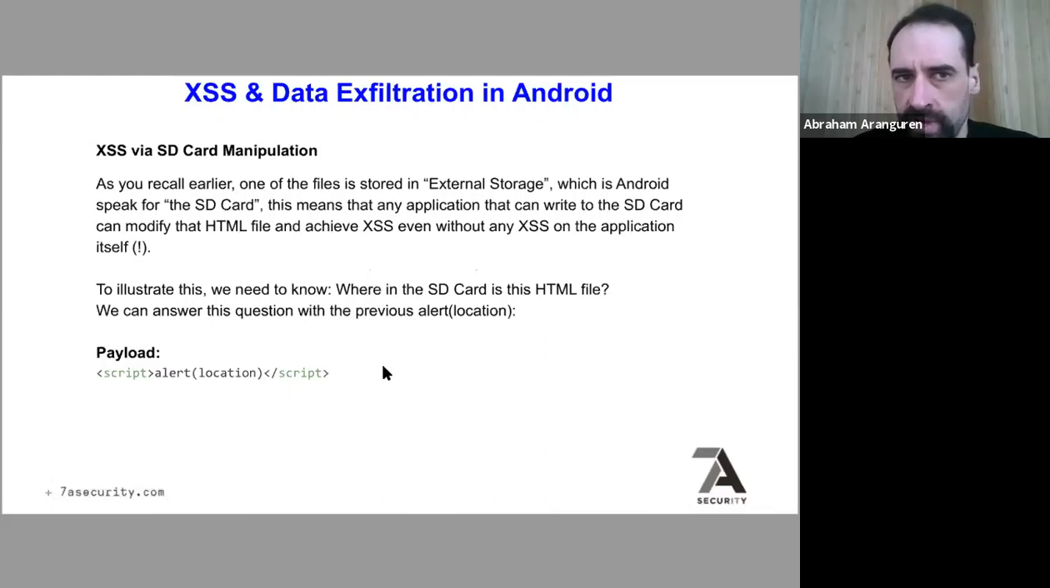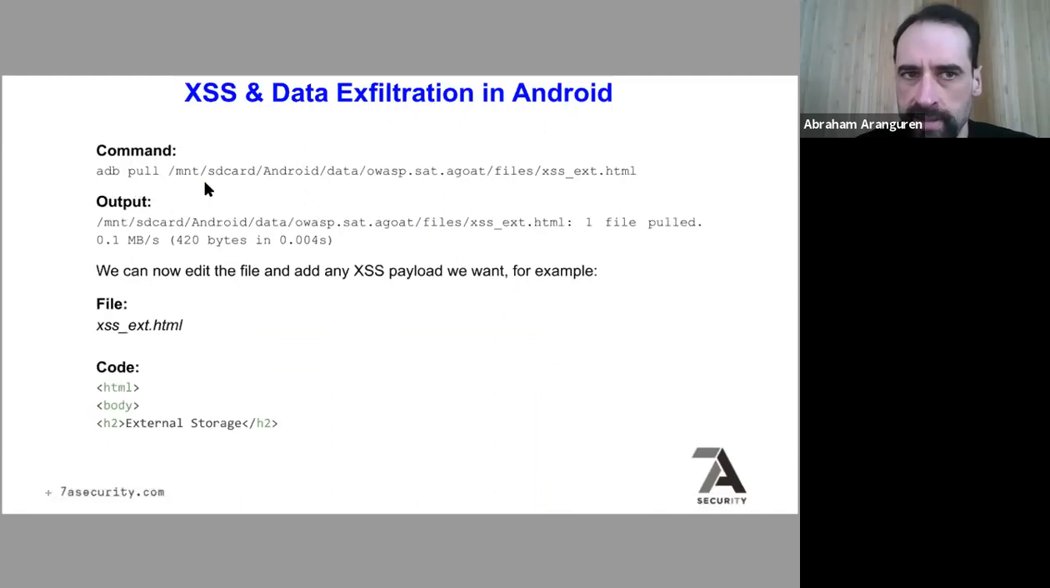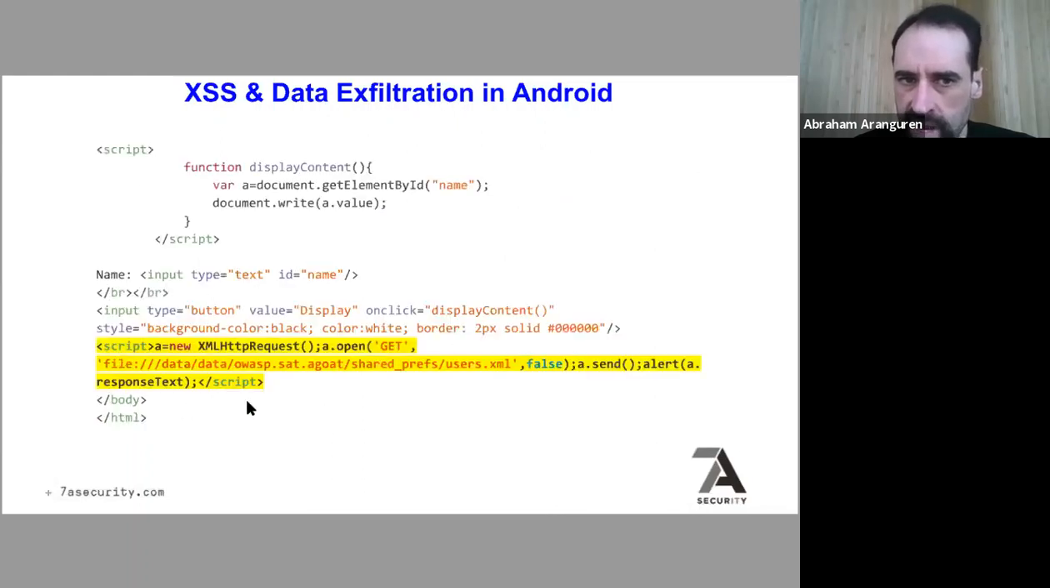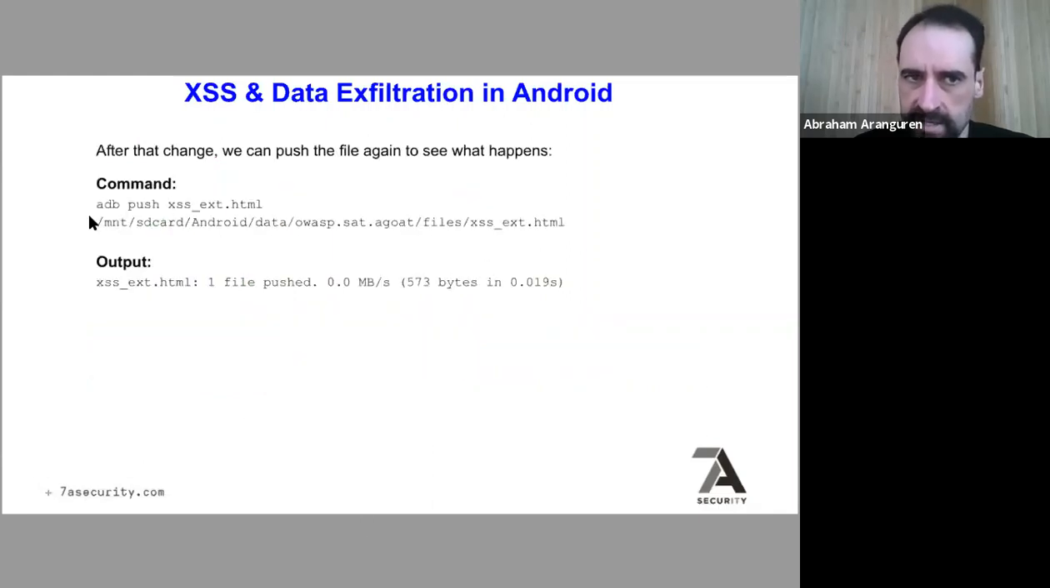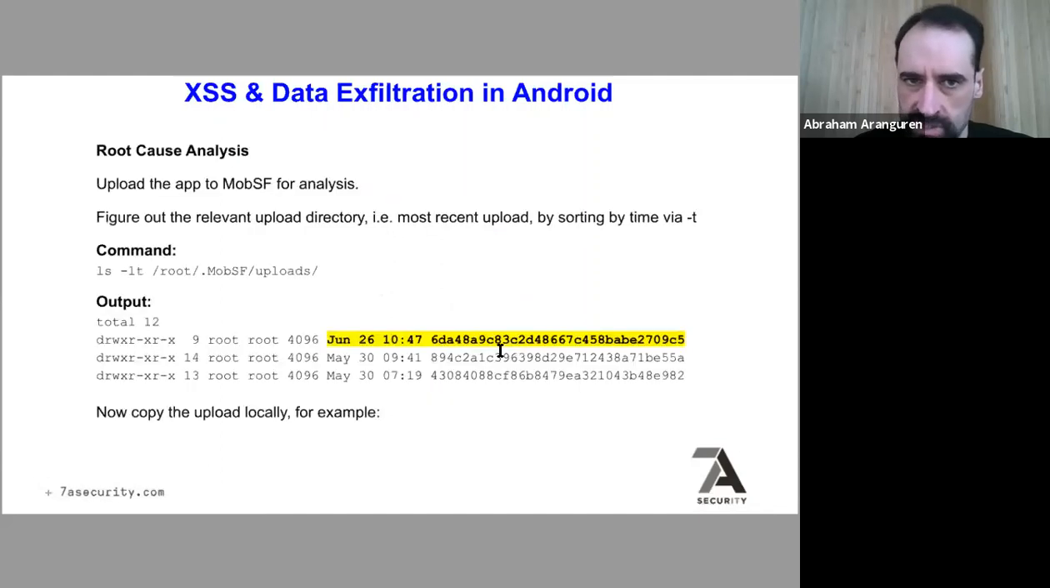So a malicious application can just change the HTML file from the phone. So you can do ADB shell, find on the SD card, and then you can eventually find the location of the HTML file. So you can do ADB pull, it's going to download the HTML file locally, then you can edit it, and you can add your XSS in there. So you don't even need the vulnerability here, you can just inject your own payload there, and then as the HTML is being loaded by the application, this is going to result in XSS. Then you just do ADB push from your computer into the phone, and then the file will be pushed, and when you click on input validations, this will immediately show the alert proving access to the credentials of the user, right?